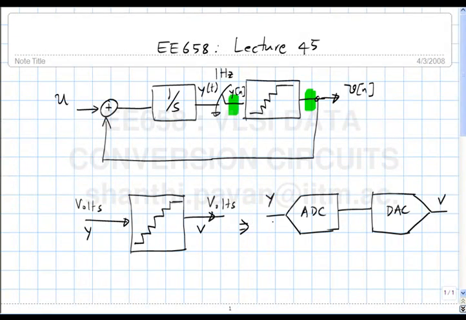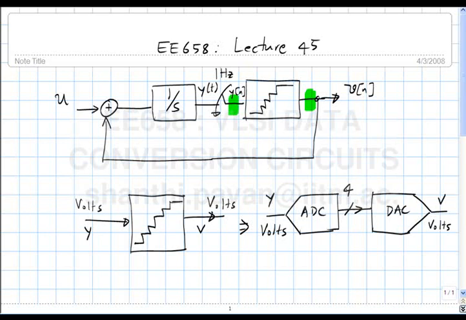What are the dimensions of this chap? Volts. This chap? Volts. What about this guy here? This is completely dimensionless, right? It's a binary number, right? So if you have a 4-bit converter, in principle, there will be 4 wires running between the ADC and the DAC. Does this make sense?